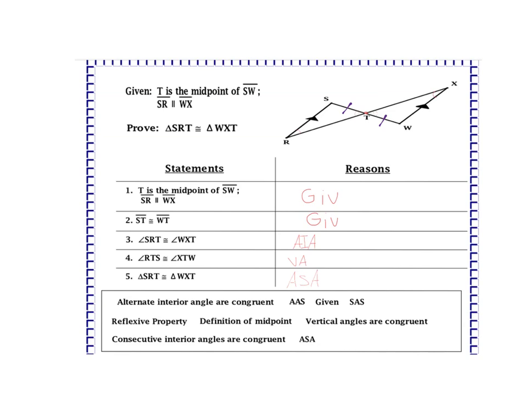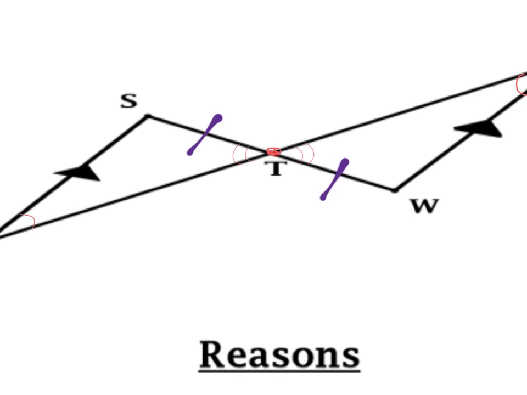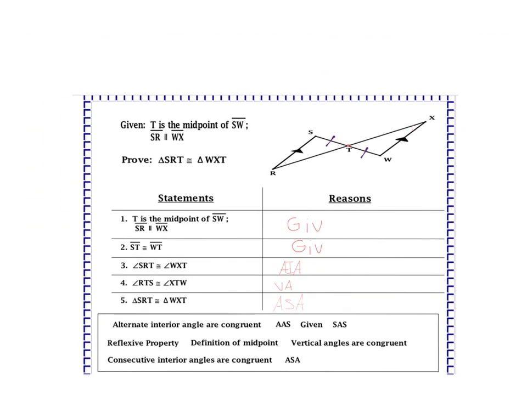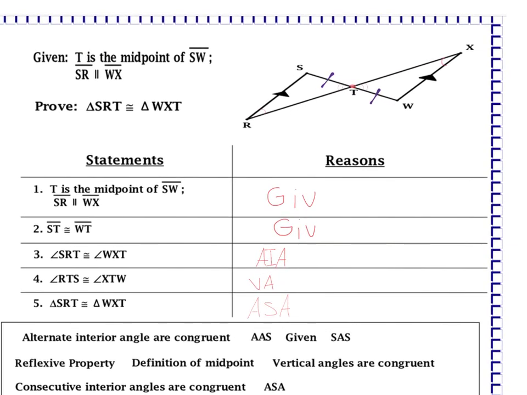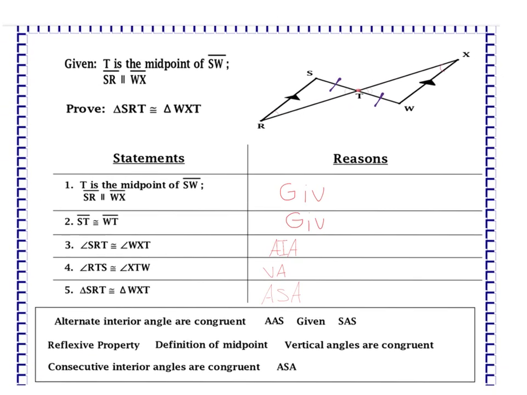The next is RTS is equal or congruent to XTW, and this is vertical angles. As you can see, these angles are on top of each other, which means that they are equal and congruent vertical angles. And after solving that, you should get angle side angle, as it is angle side angle.